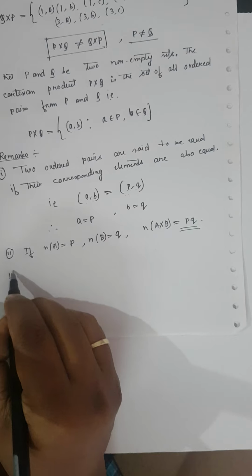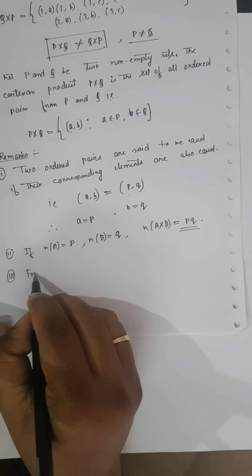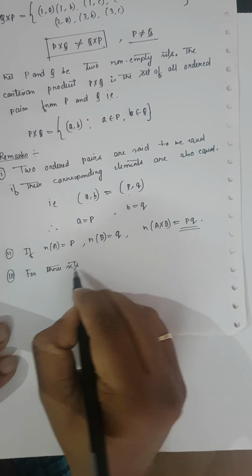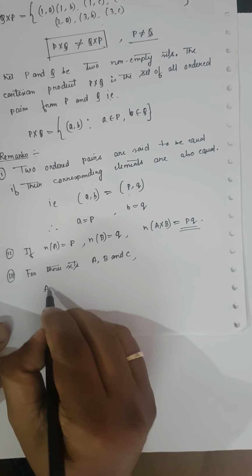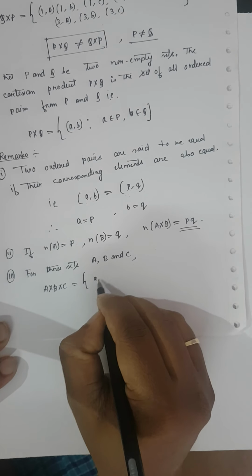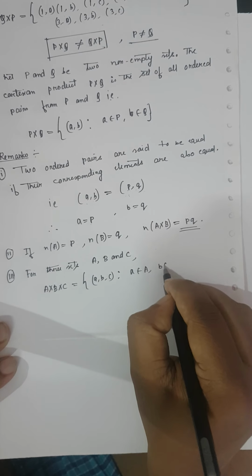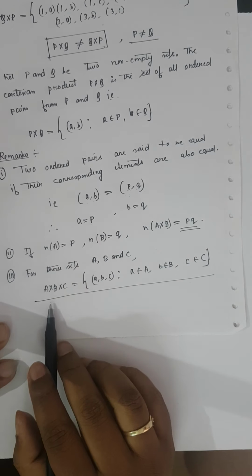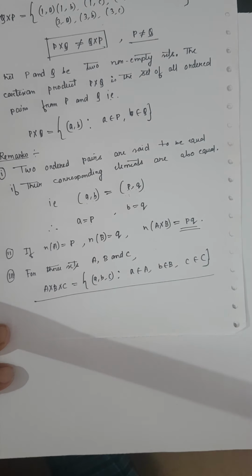Number 3: for 3 sets A, B and C, their Cartesian product A cross B cross C is the set of (a, b, c), these are the ordered triplets, where small a belongs to capital A, small b belongs to capital B and small c belongs to capital C. So when I find the Cartesian product of 3 sets, we get ordered triplets, and for 2 sets we get ordered pairs.